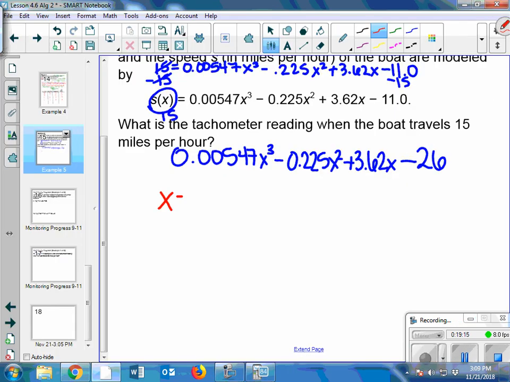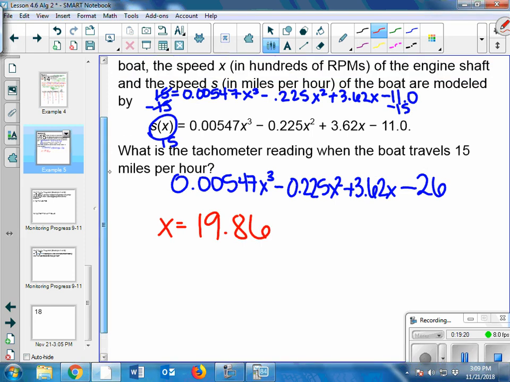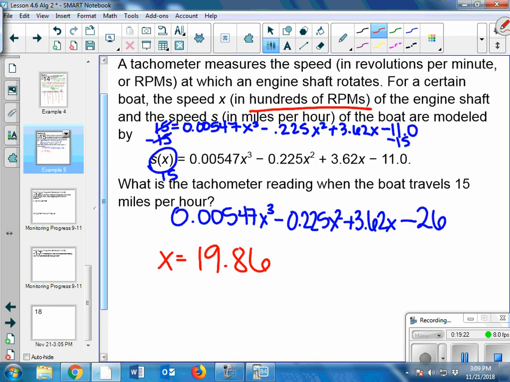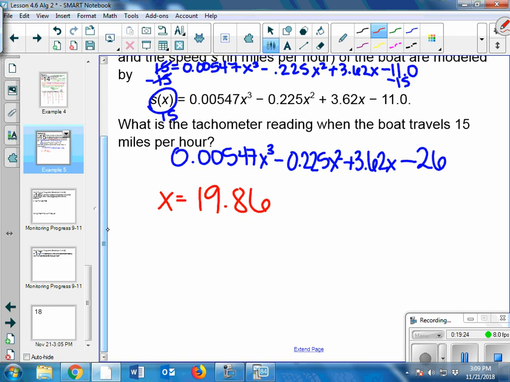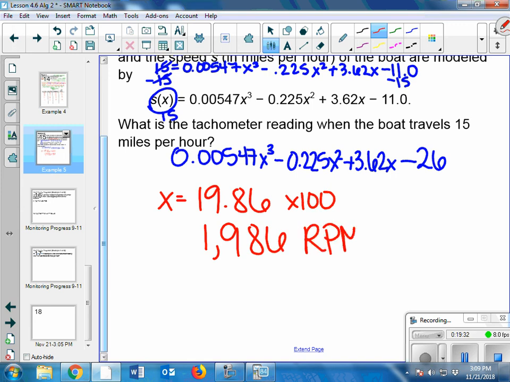So that means that the solution is 19.86, but it was in hundreds of RPMs. Okay, so let's just multiply that by 100. So 1,986 RPMs is what that boat is at 15 miles per hour.